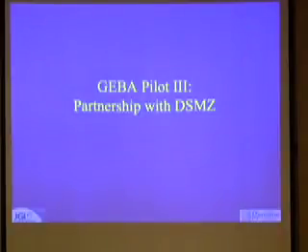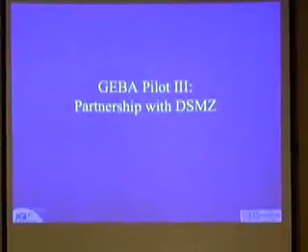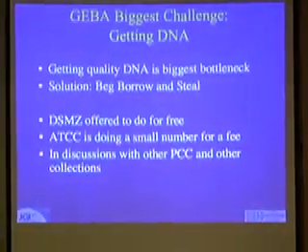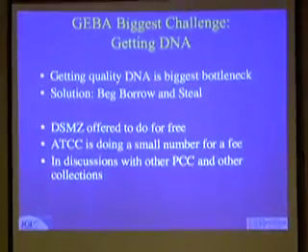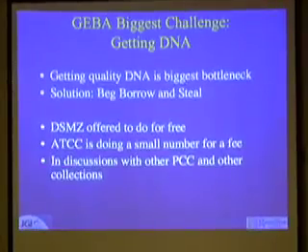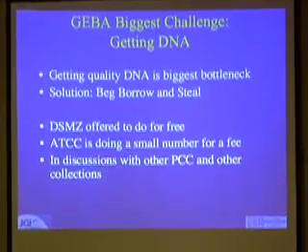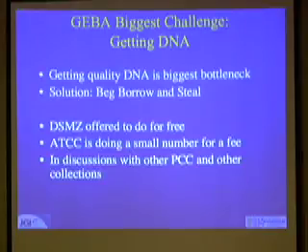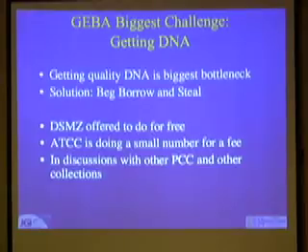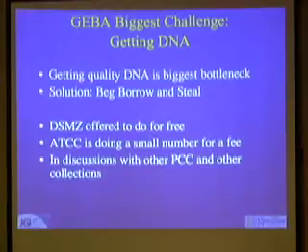A second really important part of this project has been this partnership that we've developed with this culture collection, the DSMZ. And this was done basically because we realized that getting DNA from all these organisms was going to be the bottleneck in this project. And the solution for us was not to grow all the organisms ourselves, but was to find other people to grow the organisms for us. And fortunately, the DSMZ culture collection offered to do this for free, with no charge for what probably cost them $1,000 or so or more for each organism that they were growing. And ATCC, we got a couple of DNA samples from them for a fee.